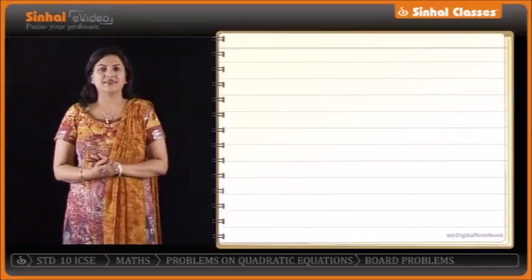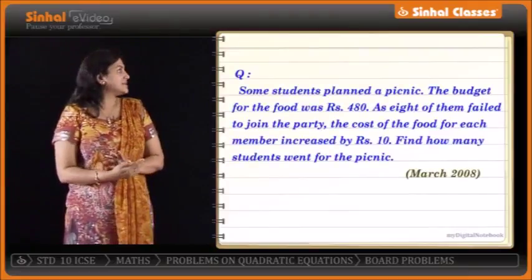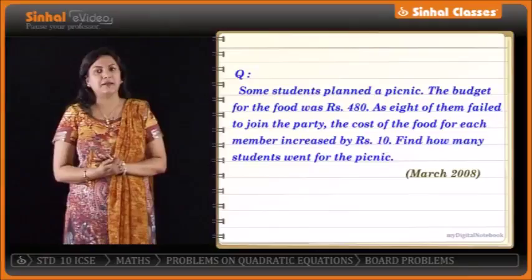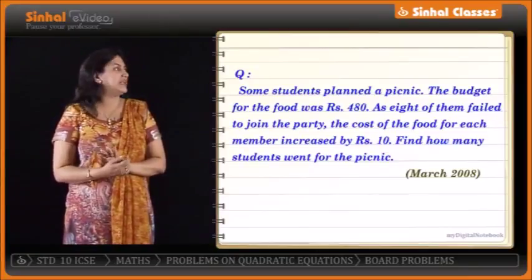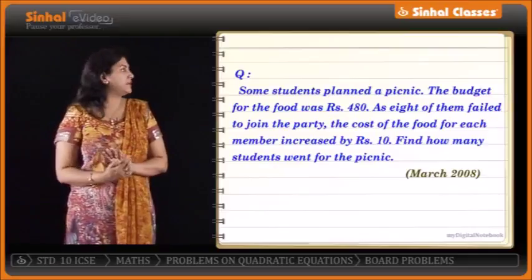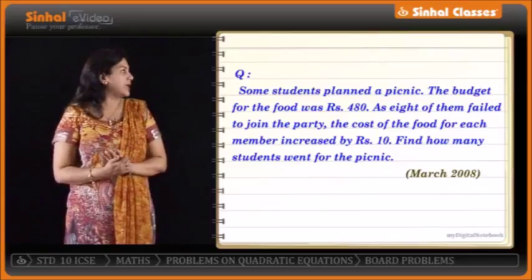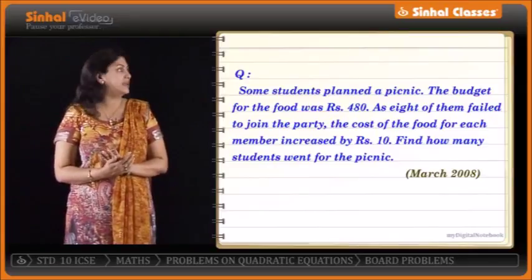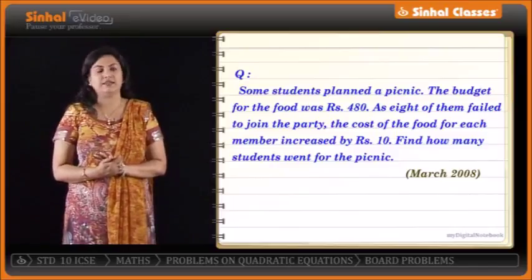Now let's look at March 2008 board question. Some students planned a picnic. The budget for the food was rupees 480. As 8 of them failed to attend the picnic, the cost of the food for each member increased by rupees 10. Find how many students went for the picnic.